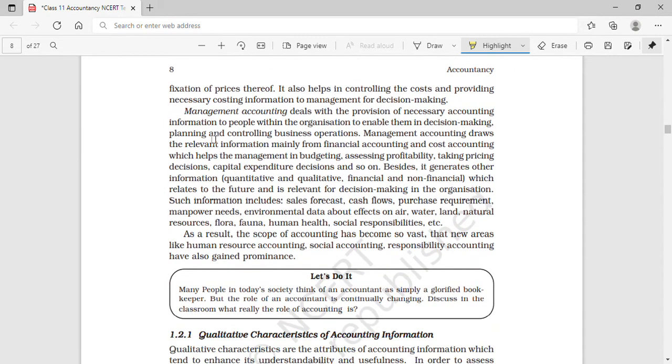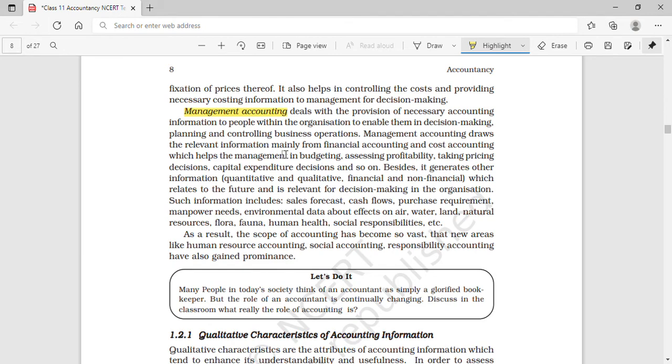And the last is your management accounting. What is management accounting? It is accounting information provided to people within the organization to help them in decision making, planning and controlling business operations. It helps you take decisions about budgeting, profitability and pricing. There are other kinds of decisions in the company, in quantitative or qualitative terms, such as how you can forecast your sales and cash flows. All those things come under management accounting.